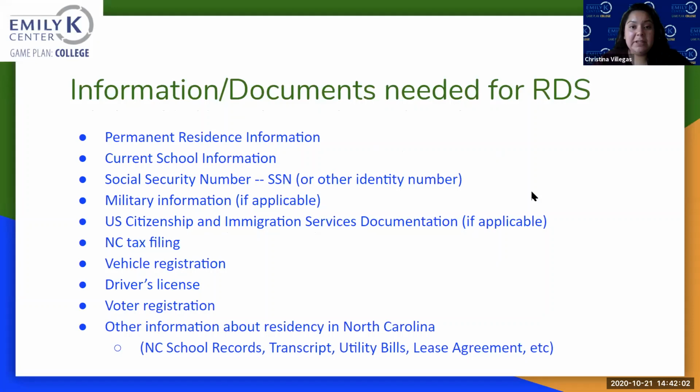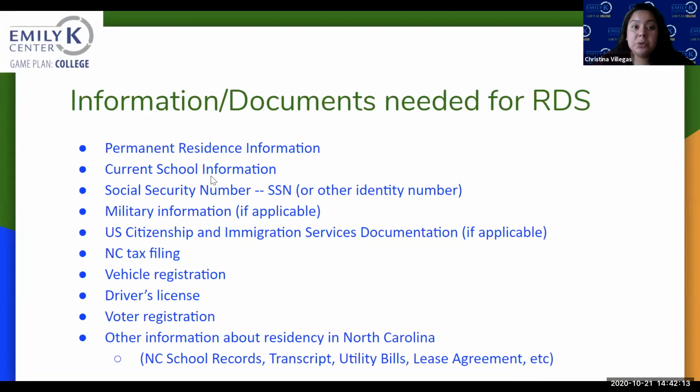And so here is all of the information that RDS could potentially ask you. So it will ask you for your permanent residence information, that's just your address. It'll ask you what school you're currently attending. It will ask for both students and parents' social security number. And if either student or parent don't have that social security number, you can provide any other identifying information.